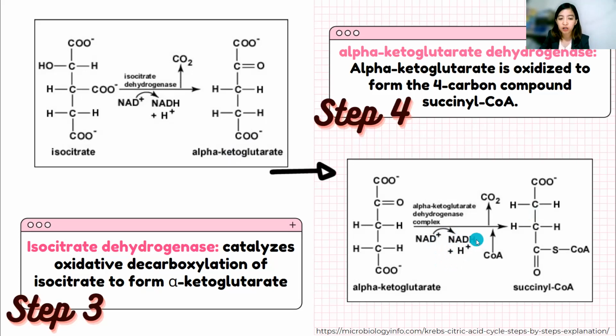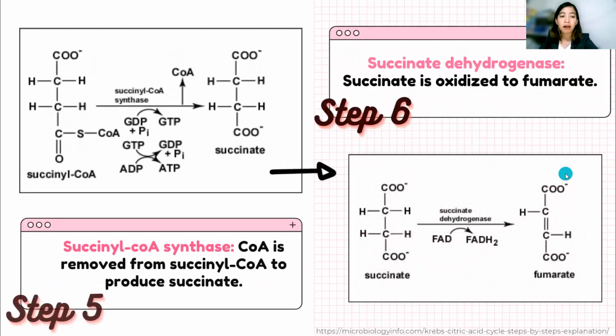And dito naman ginagamit yung alpha-ketoglutarate dehydrogenase enzyme kung saan yung NAD+ ay nare-reduce into NADH at meron tayong free na hydrogen molecule. So for the fifth step naman, we have the succinyl-CoA synthase enzyme kung saan yung CoA natin is removed from succinyl-CoA to produce succinate.